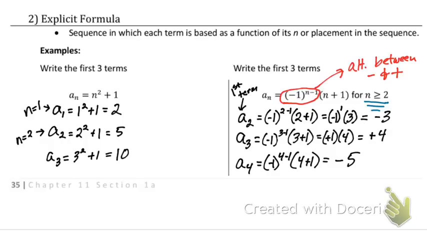So if I made you list the first 10 terms, it probably wouldn't take that long as you can recognize patterns. And that's what sequences are. They're patterns, and it's recognizing patterns.